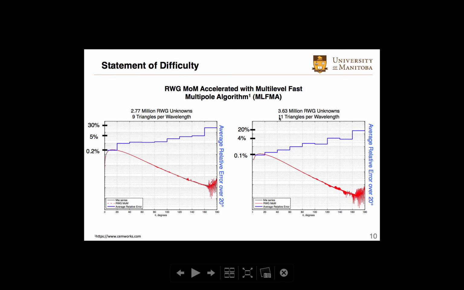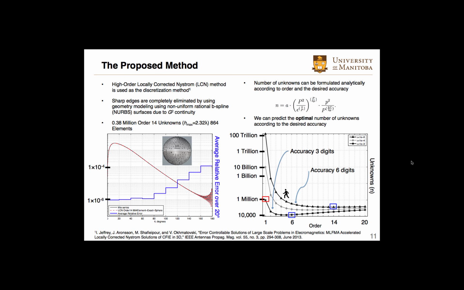And if we actually have more triangles per wavelength, we can see that the error decreases, but this is still unacceptable at 20%. So what we can do is use a higher order method, and if we combine it with non-uniform rational B-spline surfaces, we can completely eliminate the sharp edges. And here we can see that even with 380,000 unknowns at order 14, we can have a solution that at its best is 6 digits accurate, but even at those very small values, we have 4 digits of precision accuracy here.